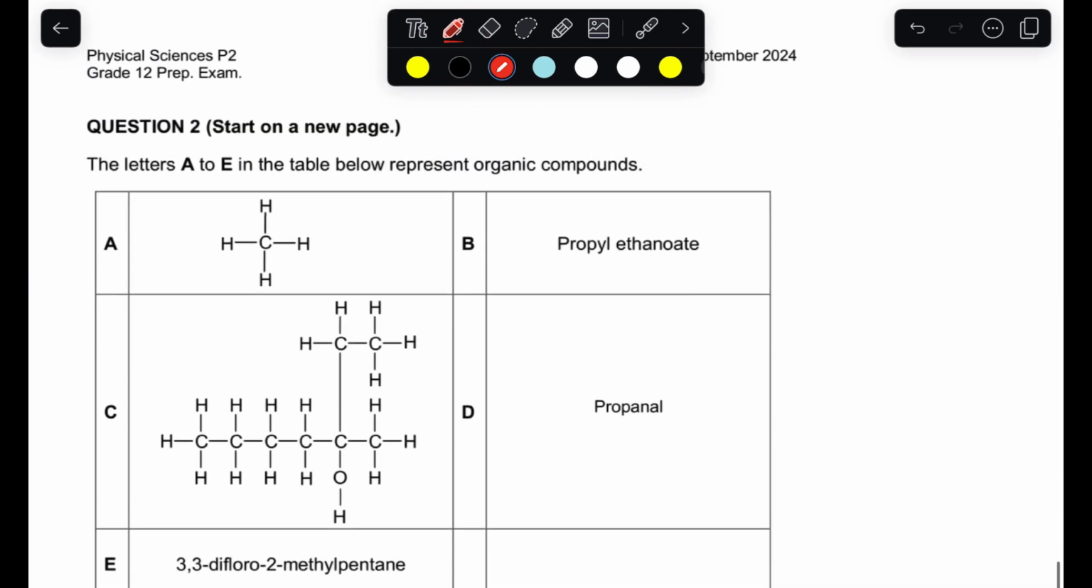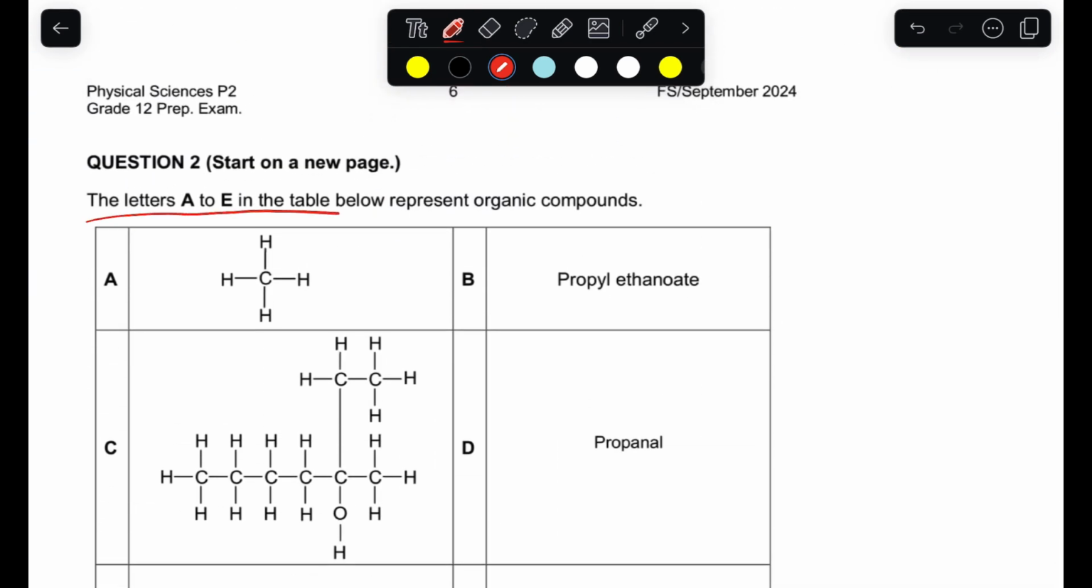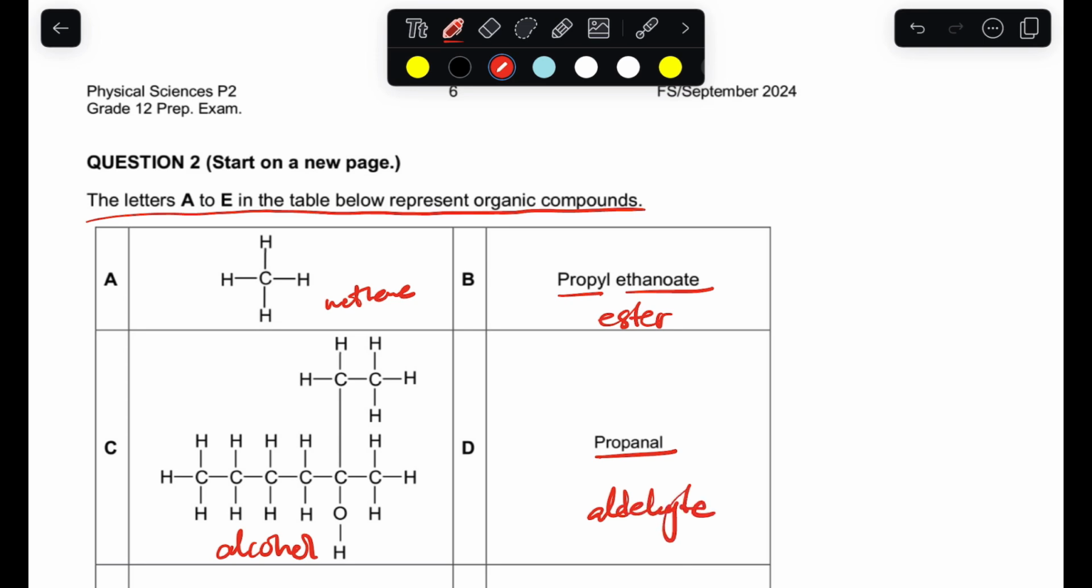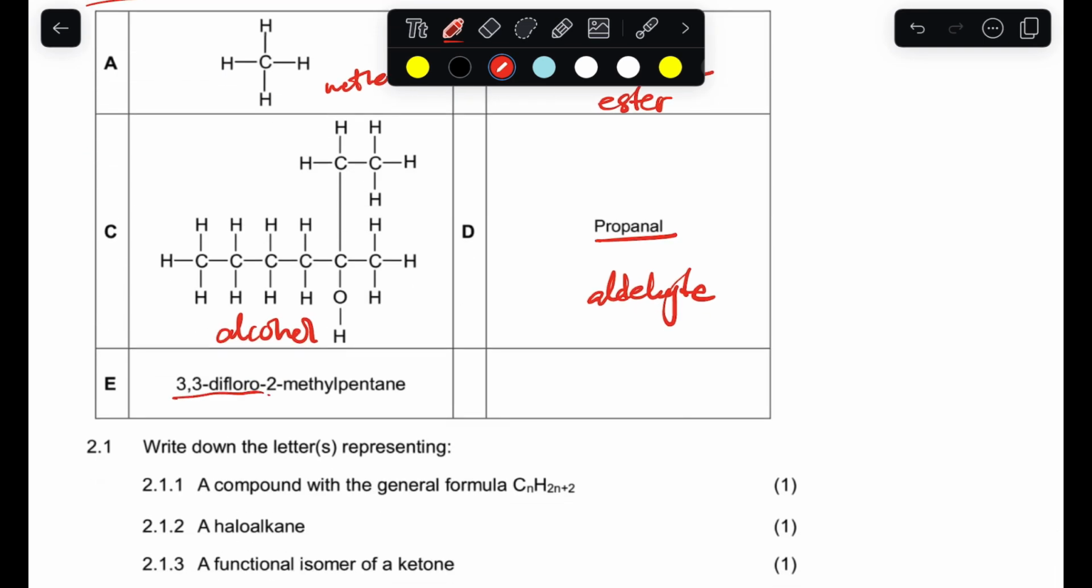Now let's quickly go to question 2. It says letter A to E in the table represents the organic compounds. This one is methane, which is an alkane, and this one, propyl ethanoate, is an ester. Very important to look at them. Looking at this compound here, we have a hydroxyl, so this one is an alcohol. And the propanal is an aldehyde. Very important to identify what they are. 2-difluoro-2-methylpentane is a haloalkane.